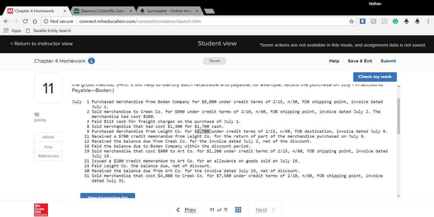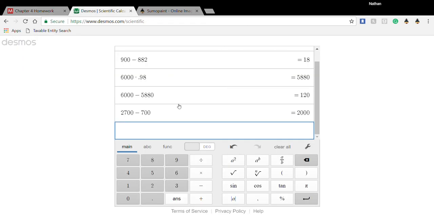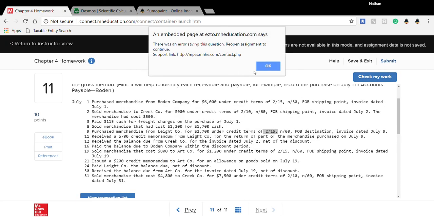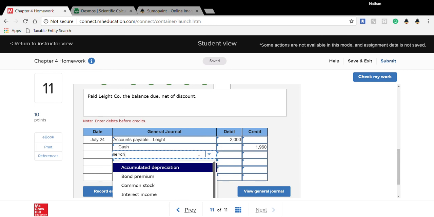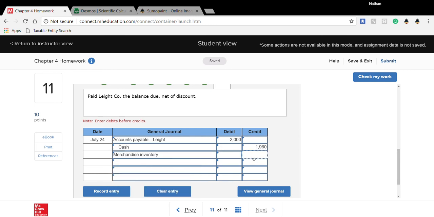So we look at their contract. Again, we had terms 2/15. So again, that's 0.98. So 2,000 times 0.98 equals out to 1,960. So right here, credit 1,960. That's how much we paid in cash. And of course, you find the difference between the two and put it with merchandise inventory. And that's a little bit easy. We can do mental math right there. It's going to be $40. If you need to use the calculator, again, just subtract: 2,000 minus 1,960.